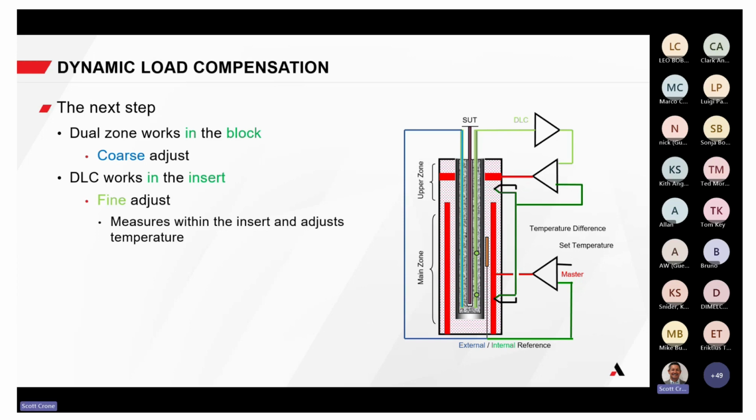But the dual zone or triple zone works in the block, and I like to call that the coarse adjust. So it's taking that comparison, it's moving the energy around. Well, the DLC works in the insert, and it's what I call the fine adjust. So what it does is it takes those loading effects and it compensates for that. So as you're putting sensors in or taking sensors out, that instability is going to show. It's going to measure that difference and make a change in the loading. It's going to make fine adjustments throughout the axial zones and adjust the dry block back to stability. We can get down to 5 thousandths of a degree stability using this technology. And again, it is patented.